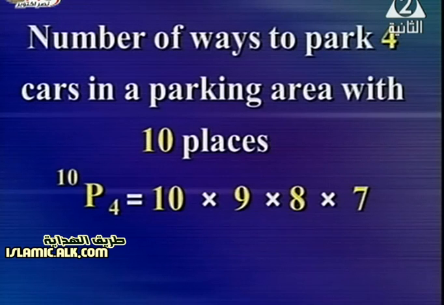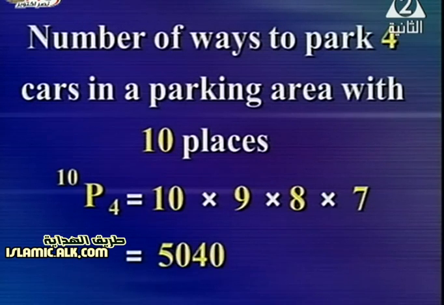We have 4 cars in 10 places. The number of ways to park 4 cars in a parking area of 10 places is 10P4. The number of ways is 5,040.